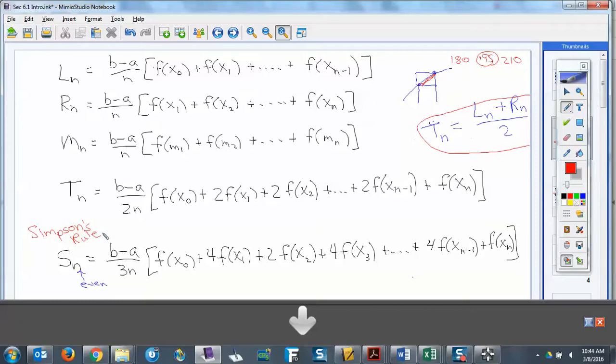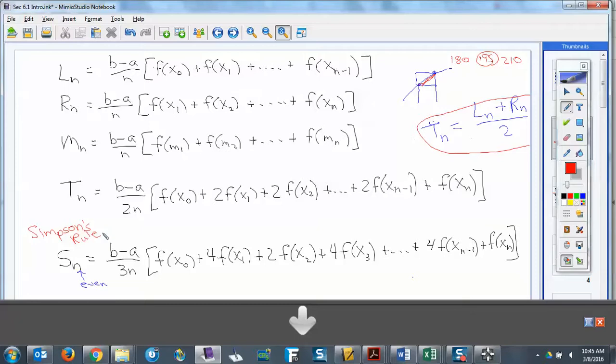It uses the left edge like trapezoid does. Then it uses 4 of the next one, 2 of the next one, and it continues in that pattern. 4, 2, 4, 2, 4, 2, 4. It'll always end with 4s on the ends. Well, they're not actually the ends. The ends are x sub 0 and f of x sub n. But just inside of the ends, you'll have 4s, because n will always be even. So f of x sub 0, then 4, 2, 4, like so. And it'll always be in that pattern. Now, we're going to see in a minute why it comes out that way.